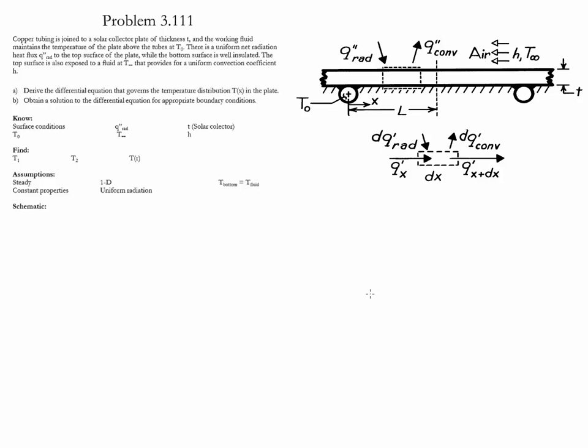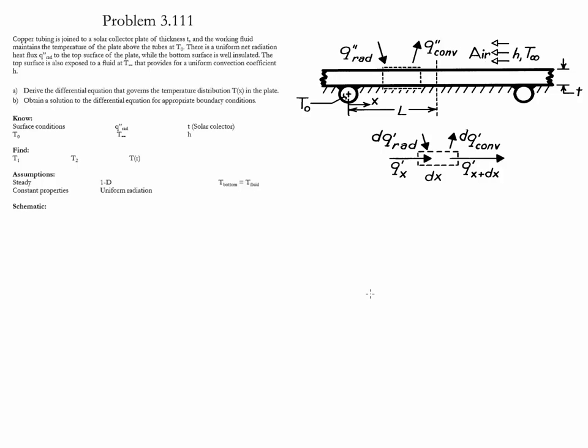Problem 3.11. In this problem, we have a copper tubing which is joined to a solar collector plate of thickness t. The working fluid maintains the temperature of the plate above the tube at T0. There is a uniform net radiation at the top of the plate, and it is also being exposed to a fluid, therefore it has convection. The bottom part of the plate is completely insulated.